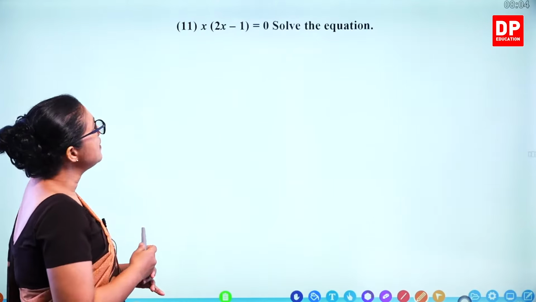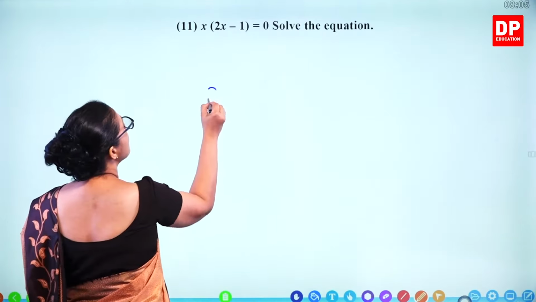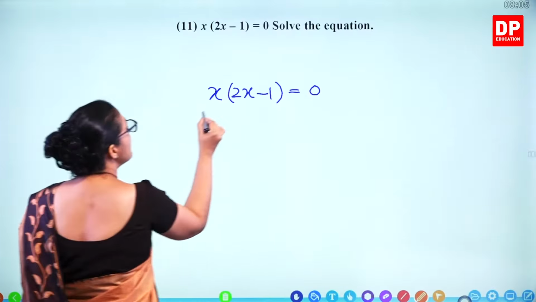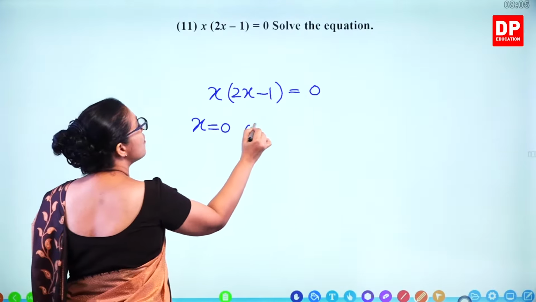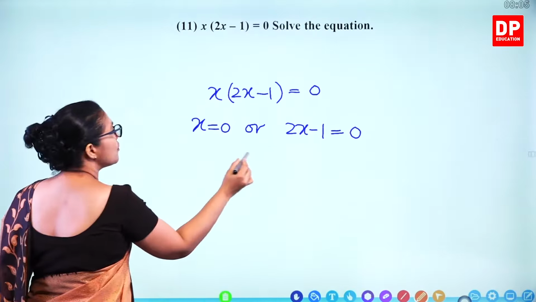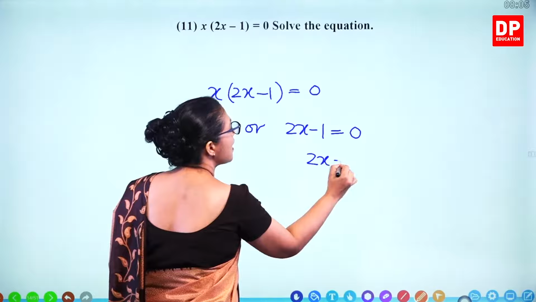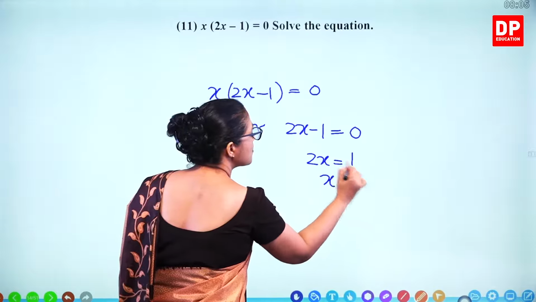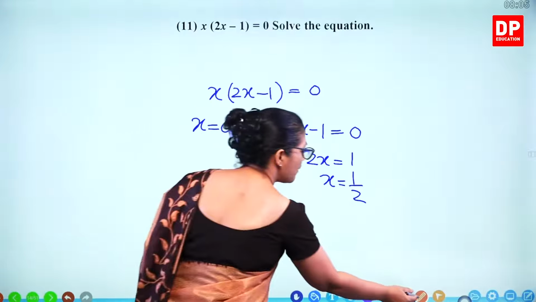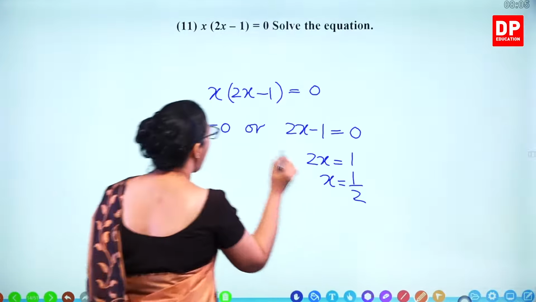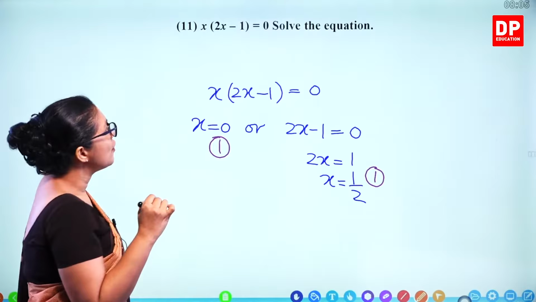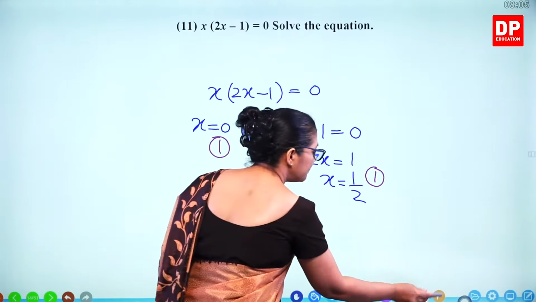Question number 11. Factorize. So 2 factors are there that multiply to equal 0. That means either x can be 0 or 2x minus 1 is 0. So what are the solutions? 2x becomes 1, x becomes half. So 2 possibilities: x equals 0 or x equals half. 1 mark here and 1 mark for this one. So 2 marks.